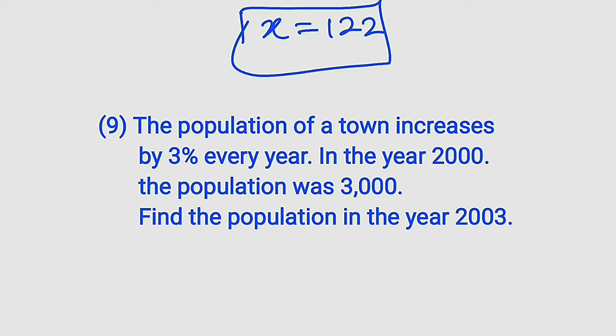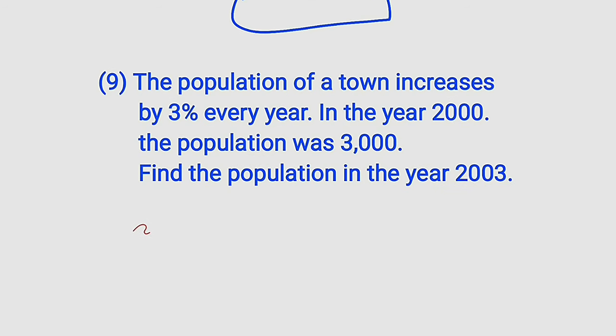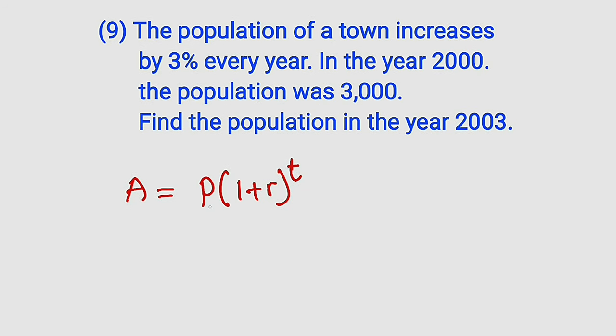The population of a town increases by 3% every year. In the year 2000, the population was 3,000. Find the population in the year 2003, just 3 years after. Alright, we are going to use the compound interest formula, which states that amount A, here we're talking about the total population, is equal to the principal multiplied by 1 plus the rate raised to the power of t, that is the time. Or we can call this one final population, and this initial population, all the same, right?